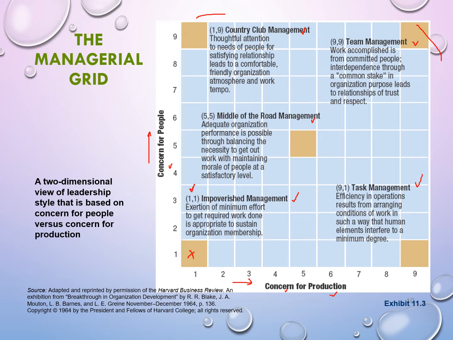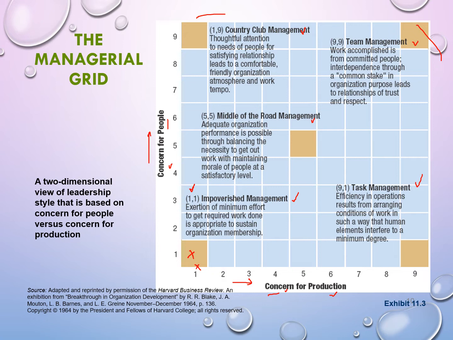So for impoverished management, the leader here has a very low concern for production. Kenapa low? Sebab dia berada di number 1. Low concern for production maksudnya leader ni sangat kurang concern dia kepada task. And the leader also has a very low and little concern for people. Leader ni juga tidak mementingkan employees. Dia tak concern for employees. Okay, so that is a direct translation of impoverished management.